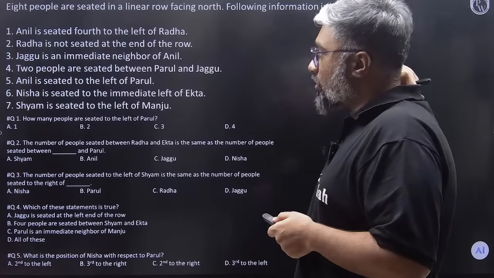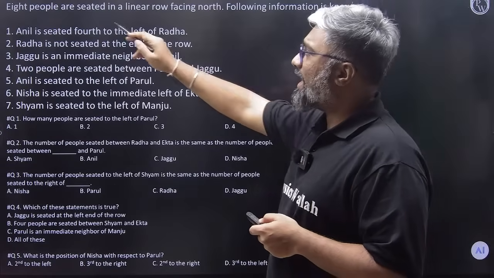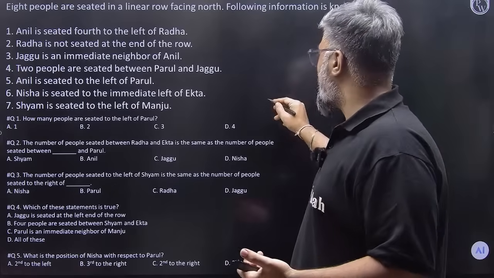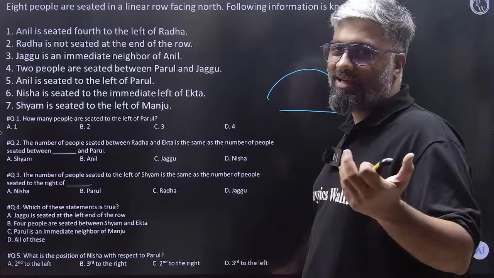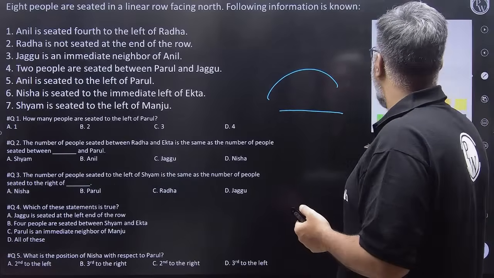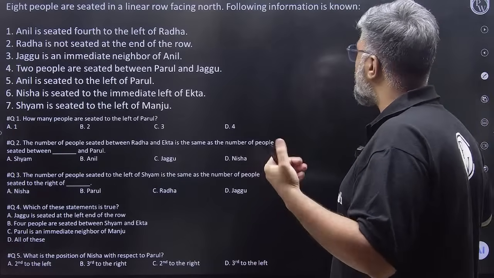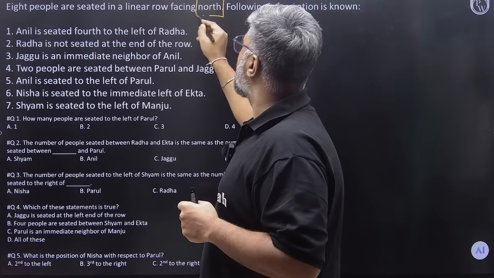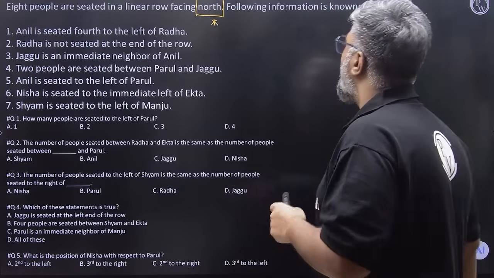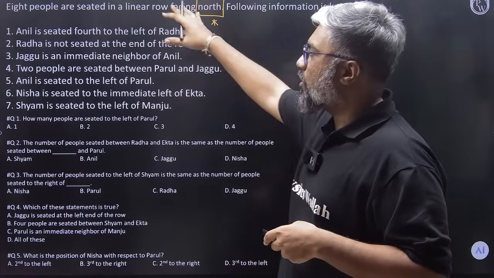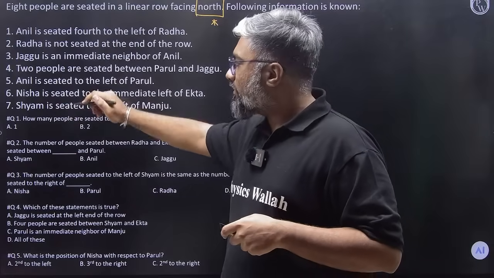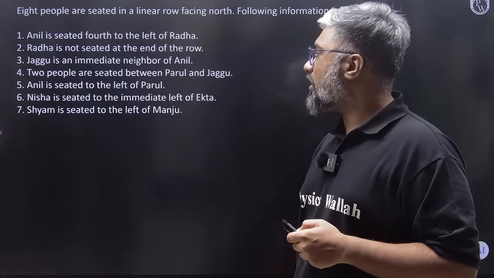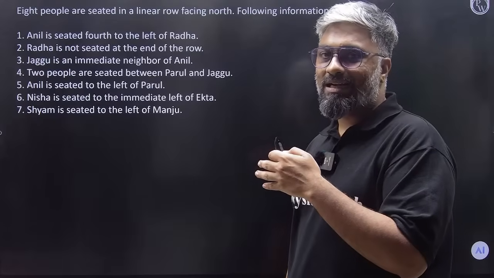So they're saying 8 people are seated in a linear row. How else will a row be? This has to be a row, but they're just making sure you don't end up thinking a row can be a curve also. What's important here is that they're all facing north. This is very, very important. The following information is known, and then we have 7 points given to us. And then we have 5 questions along with it. So we'll start with each of the questions and then start arranging them.